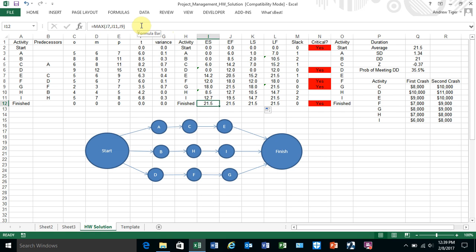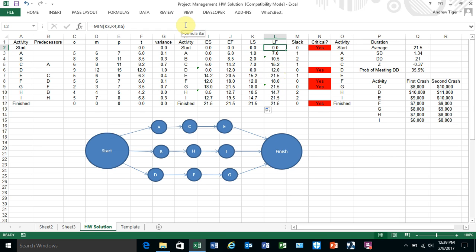Once you do the forward pass, you do the backward pass, and the first thing I do is make the latest finish equal to the earliest finish. Then after that, I look at the network, and I see that I's successor is finish, so I reference this. H's successor is I. G's successor is finish. You work your way all the way up until you have the start activity, and it has 3 successors, A, B, and D, so you take the smaller of those.